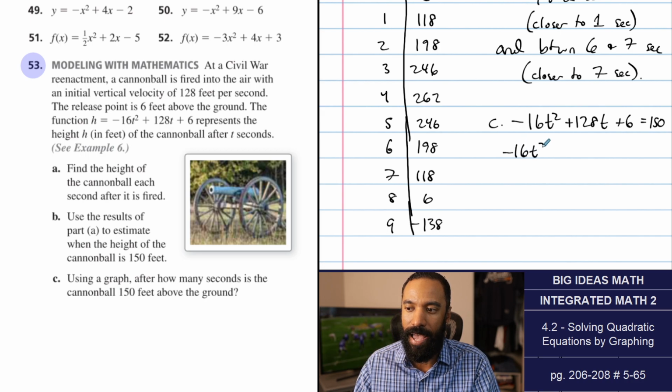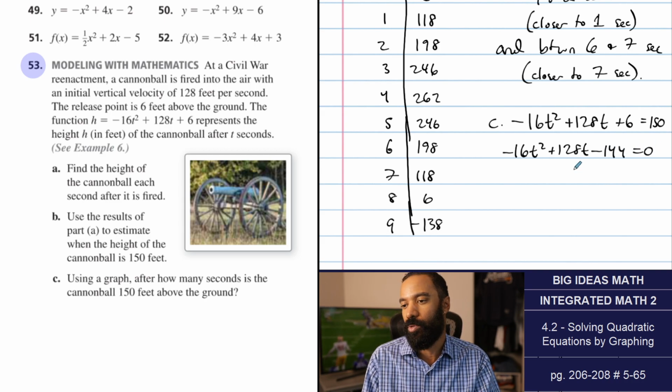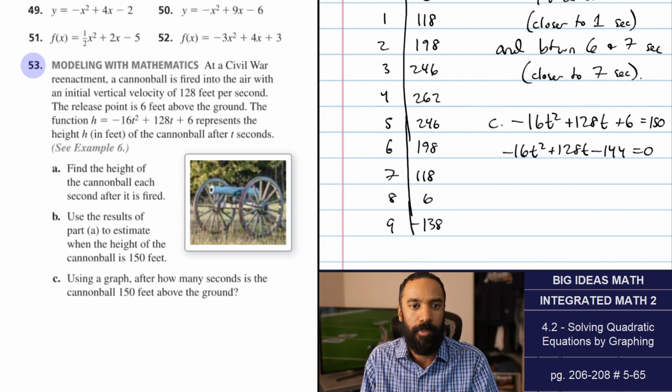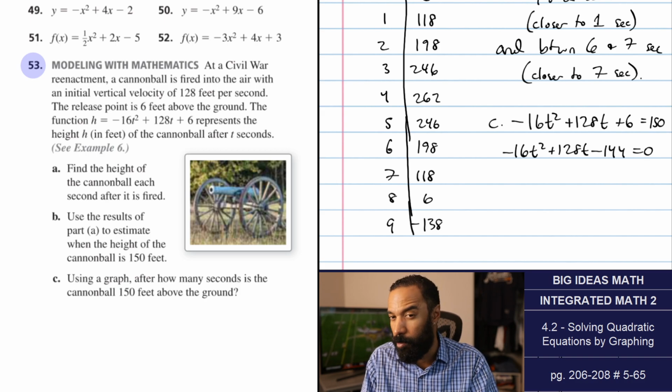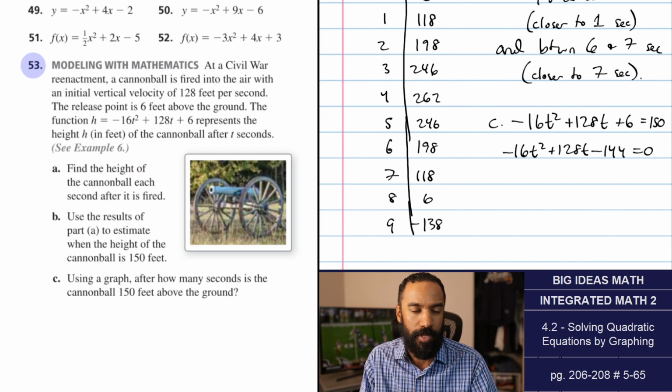I'm going to subtract 150 over. We'll get minus 144 equals 0 there. Who knows? Maybe that's factorable. I'm not going to bother. So let's go ahead and write that equation out in the calculator. I have the plus 6 already. I'm going to turn it to a minus 144. And now let's find out where these cross the x-axis. It'll be somewhere between 1 and 2, and it'll be somewhere between 6 and 7.